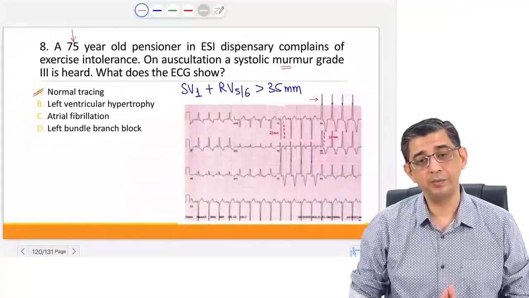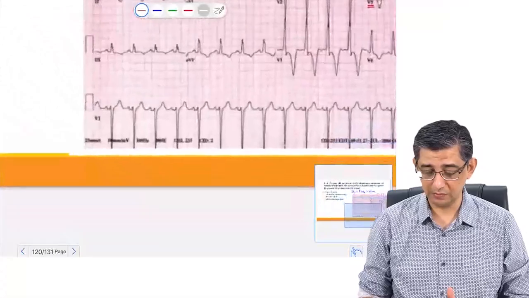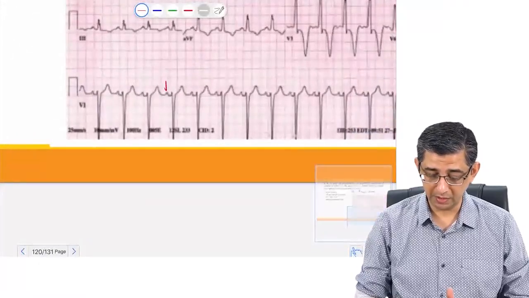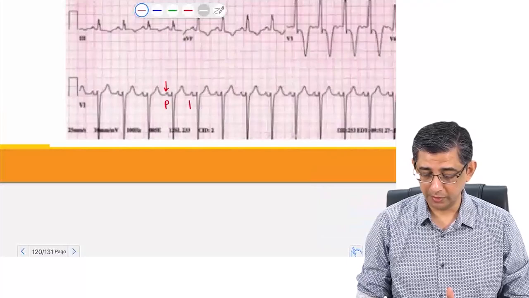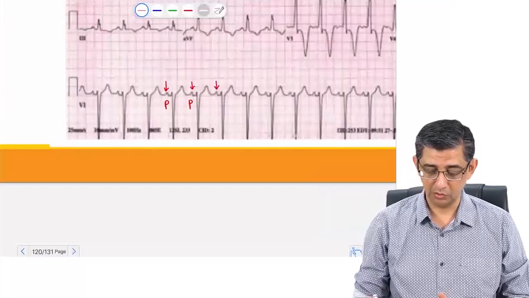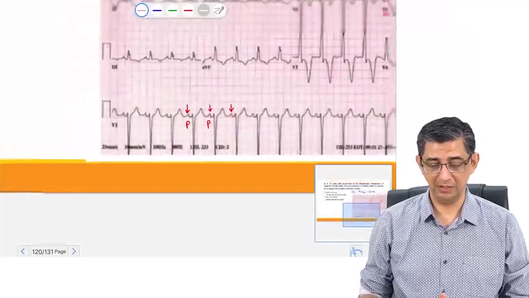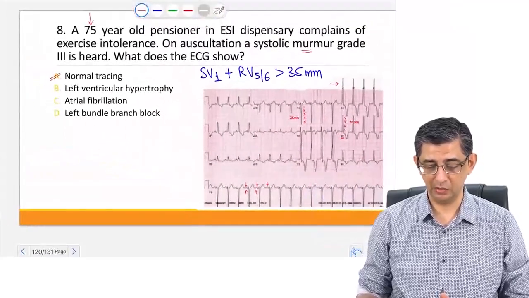Option C says atrial fibrillation. Well, it should always have absence of P wave. So I zoom into the ECG once again. You definitely can notice very characteristic P waves with normal duration and height present before every QRS complex, and as such there is no irregular RR interval either. So atrial fibrillation definitely is a very unlikely answer to this question.